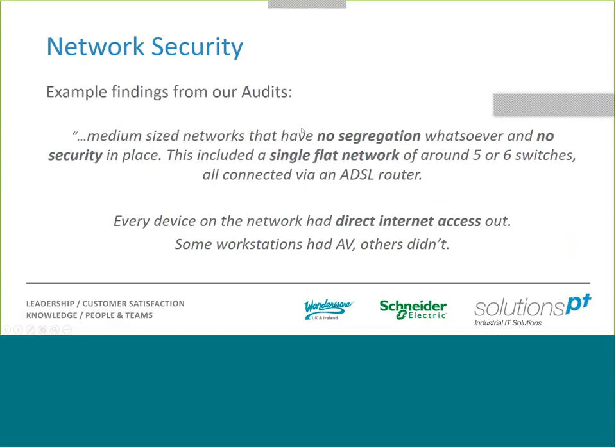So here, I'd like to start off our discussion around network security with a quote of the findings from one of our network consultants who performs these network audits. The main things to highlight from this is he found that there was no segregation, no security, a flat single network, and had direct internet access. Clearly, there are security vulnerabilities that need to be addressed, and we work with our customers as part of our staged approach to security.